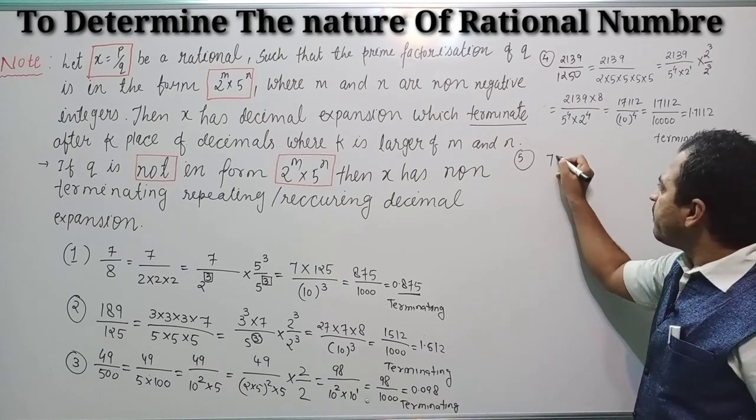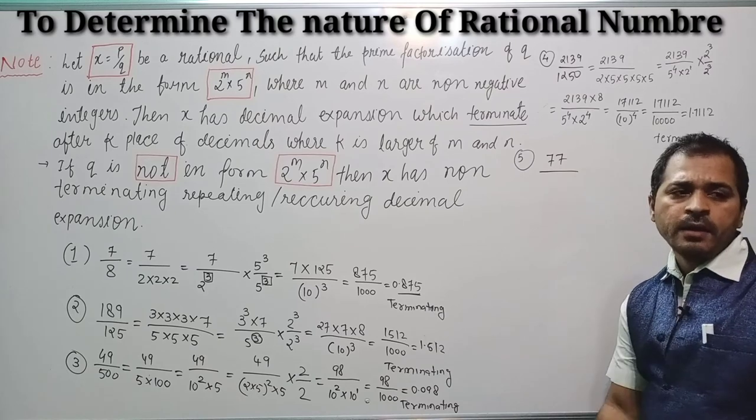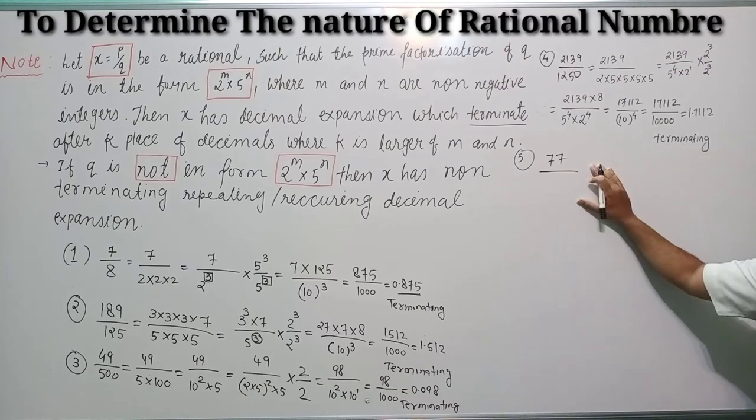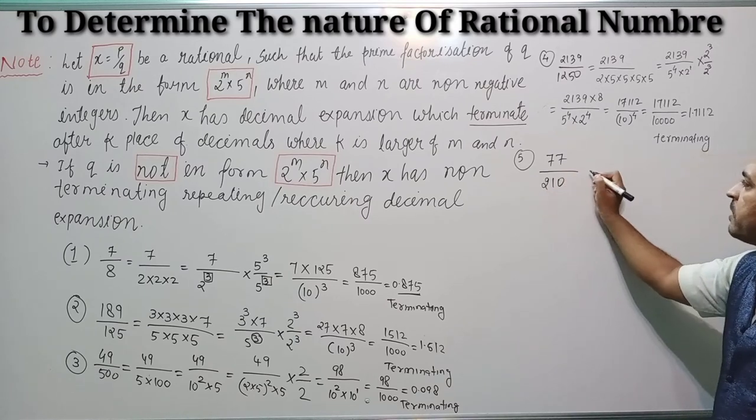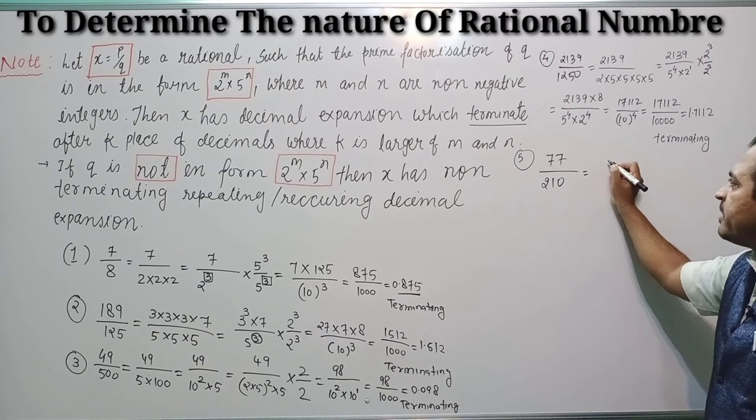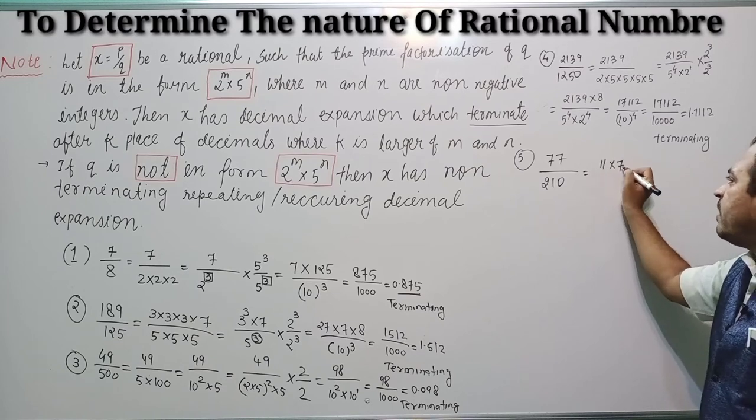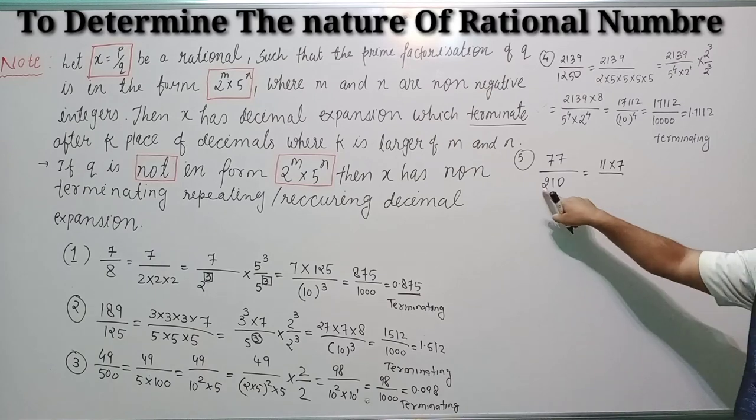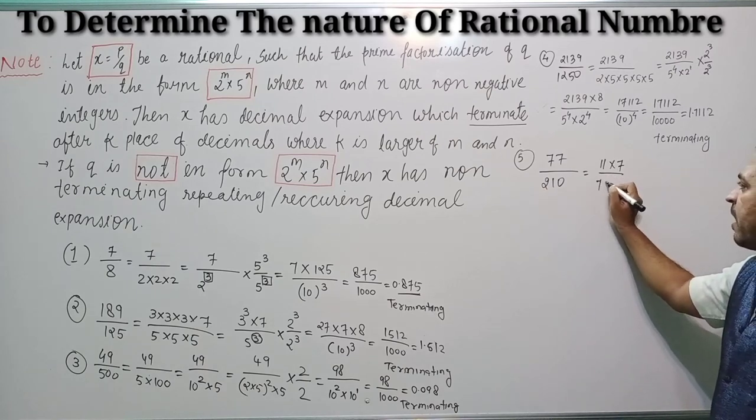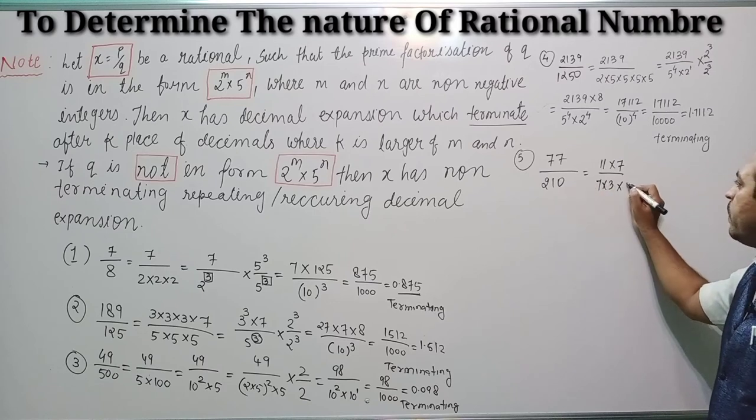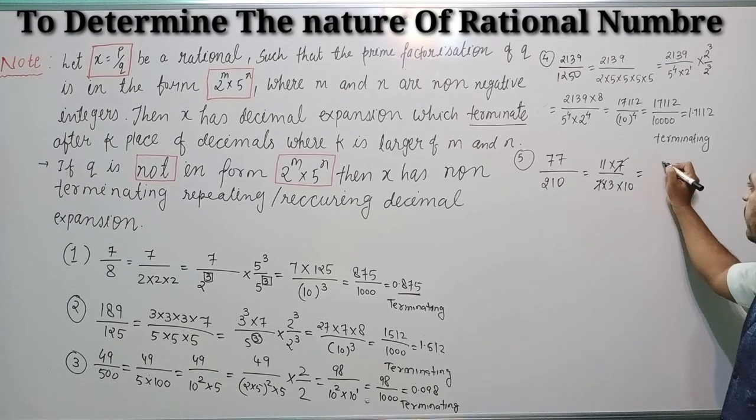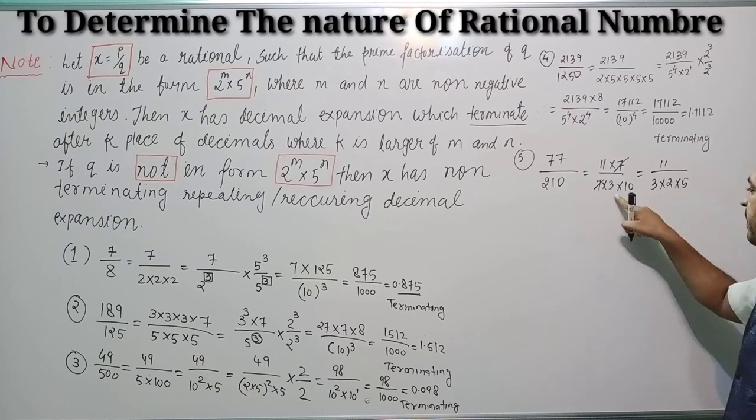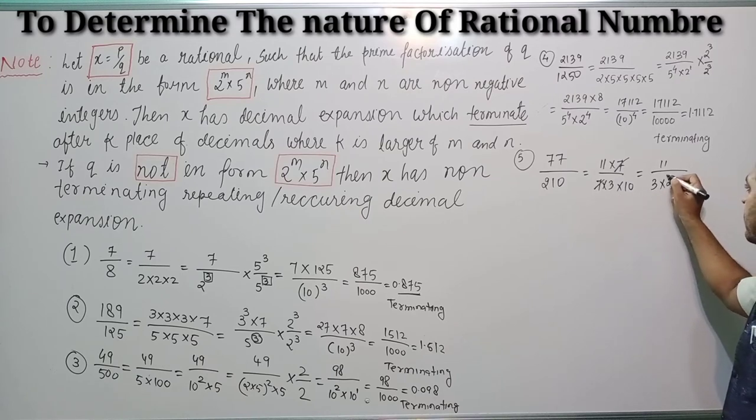Suppose 77 divided by, we can consider any number, 77 divided by 210, right students? Now you can split these things, 77, so 11 into 7, right? And here you can split 210, 7 into 3 into 10, right? So 7 will be cancelled out. So 11, 3, 2 and 5, 10 can be written as 2 into 5.